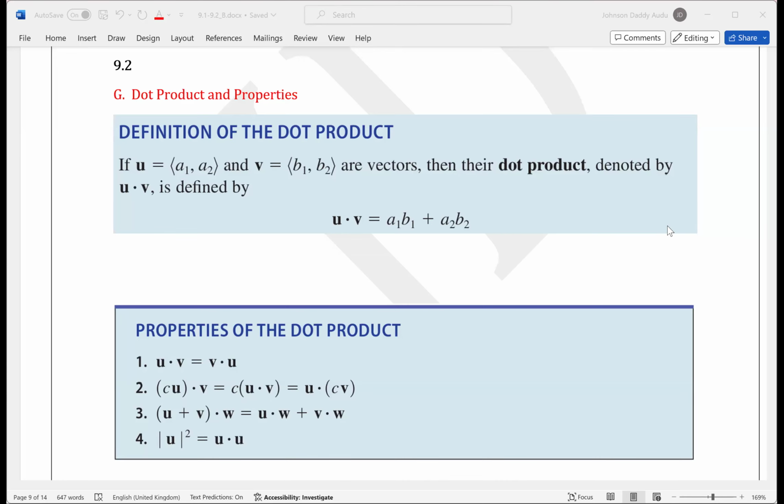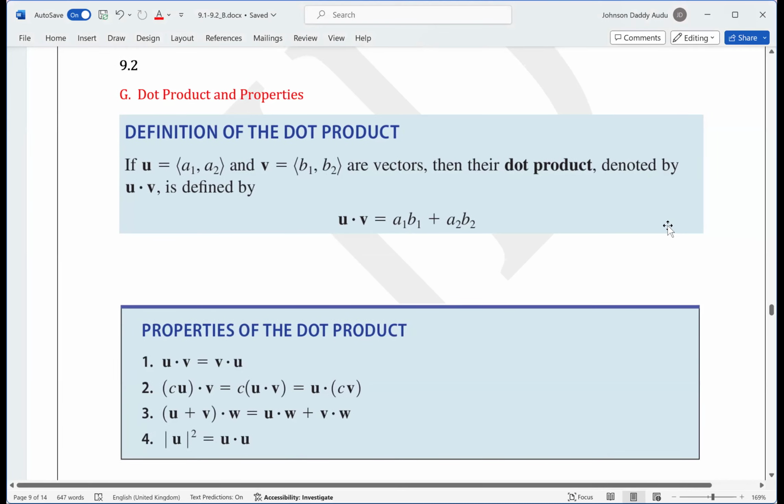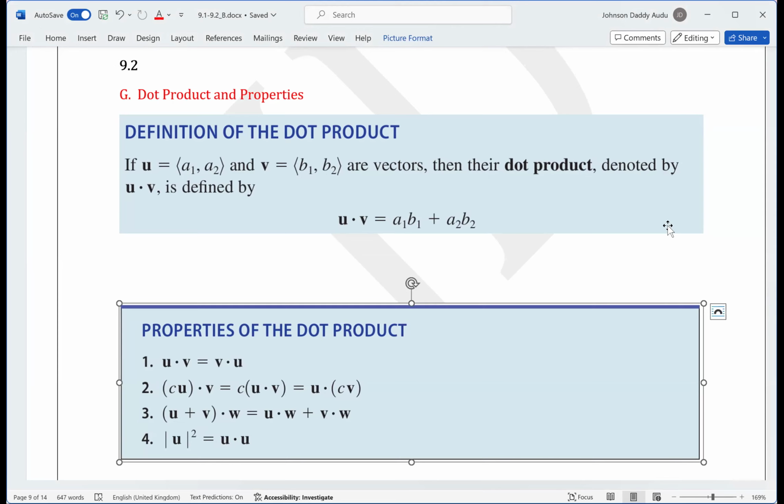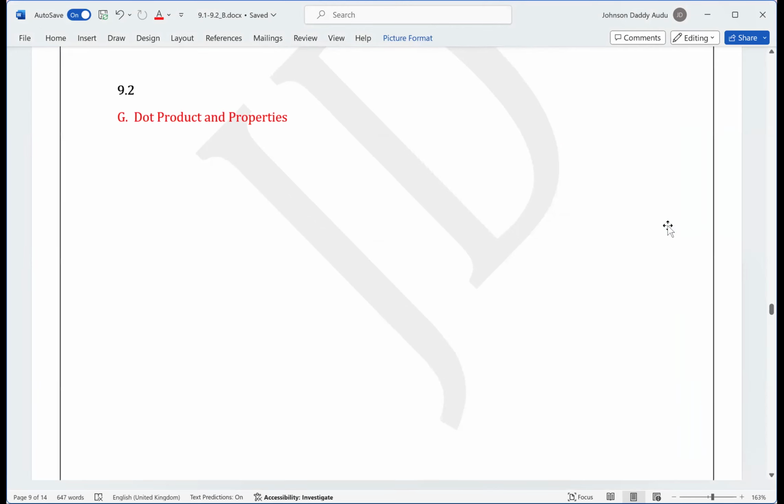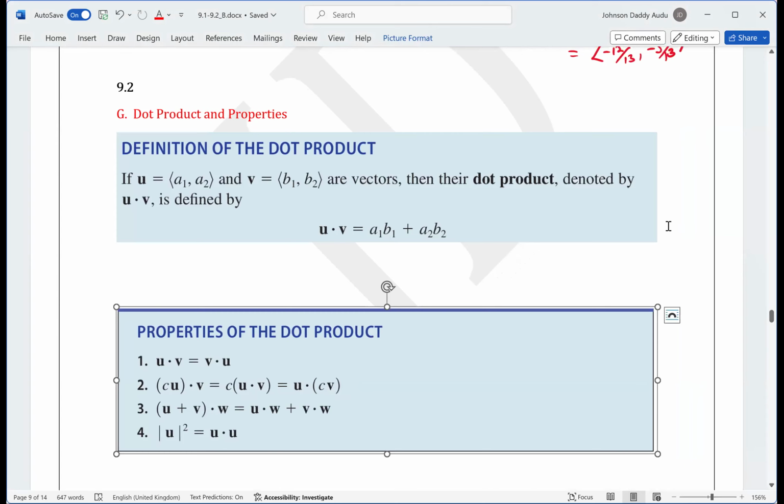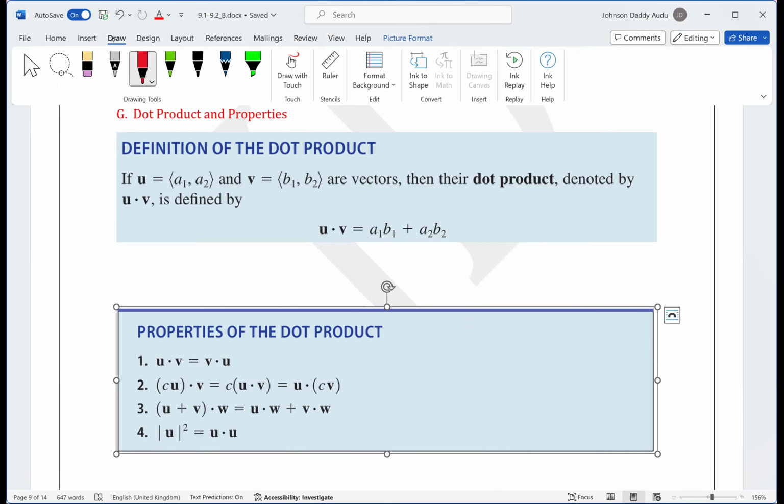All right, so here we'll be looking at dot product and their properties. So what is a dot product? If you have two vectors, u, which is a1, a2, the horizontal component and the vertical component, and this is v, b1, b2. So if you find a dot product, all you need to do is to multiply the horizontal components, a1, b1, and then add it to the product of the vertical components, and you're done.